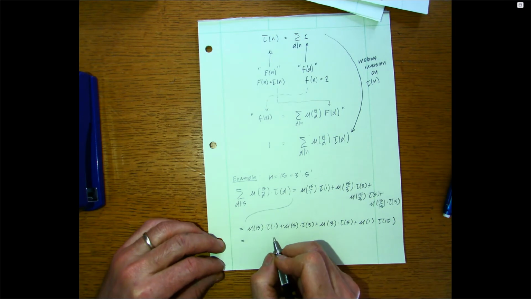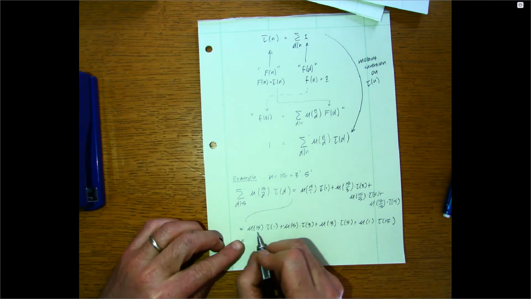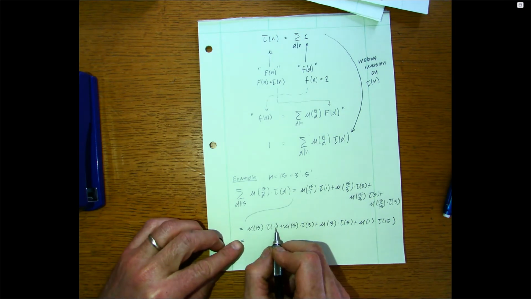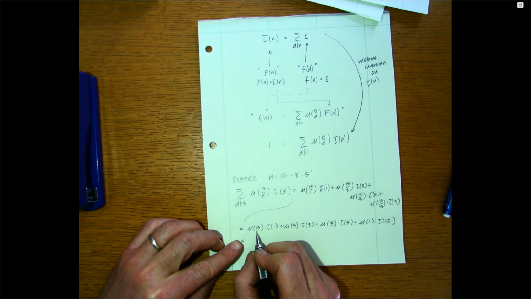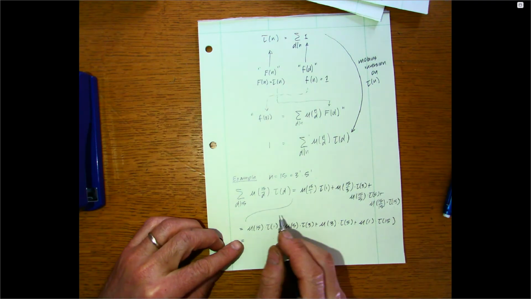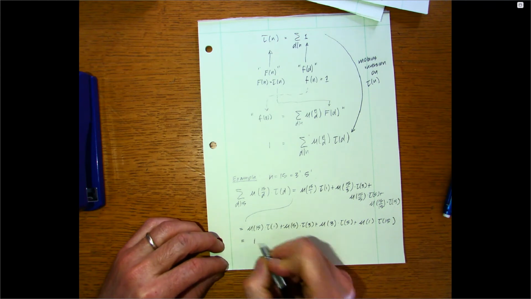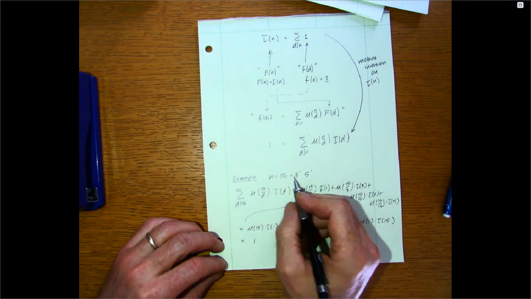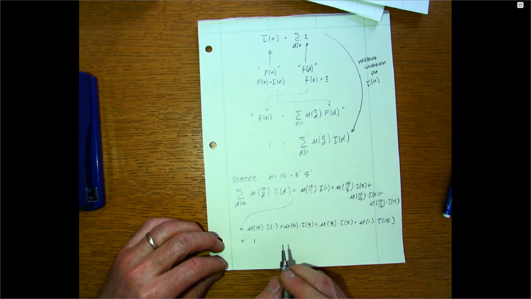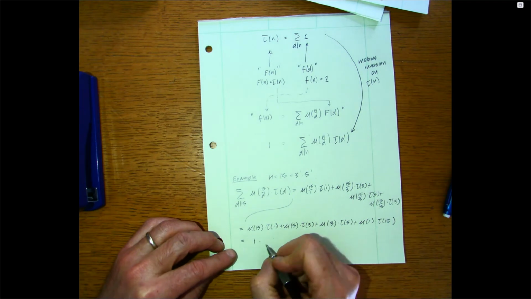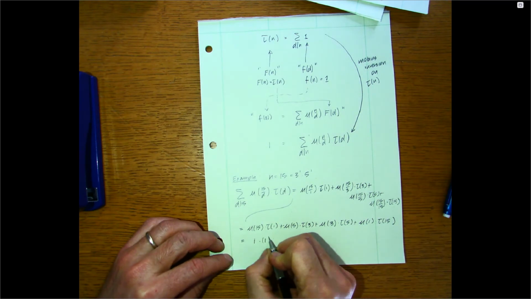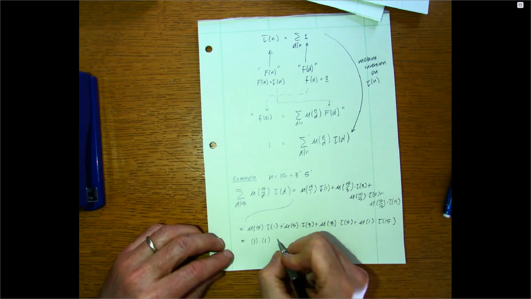So let's see, mu of 15 times tau of 1. Mu of 15 is the Mobius mu function evaluated at 15, and that's 1 because there are 2 unique prime divisors, each raised to the power of 1, and tau of 1 is just 1, so we have 1 times 1 here.